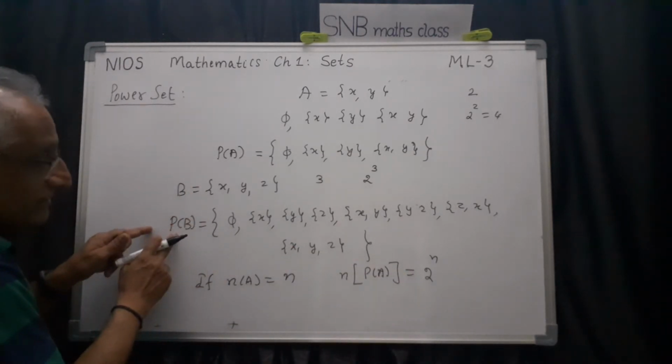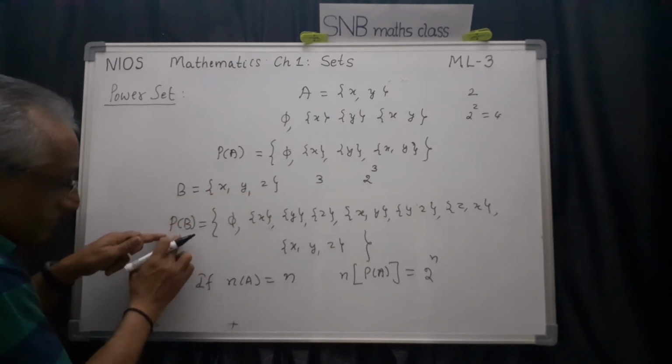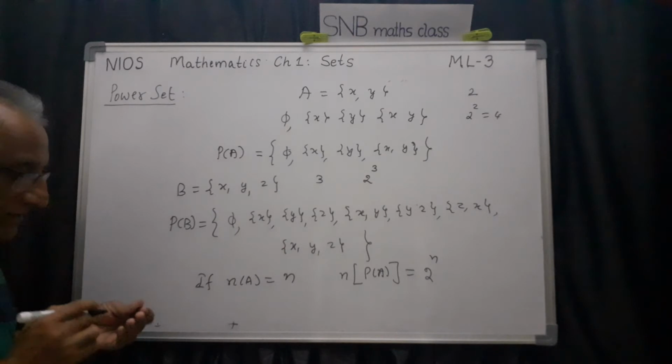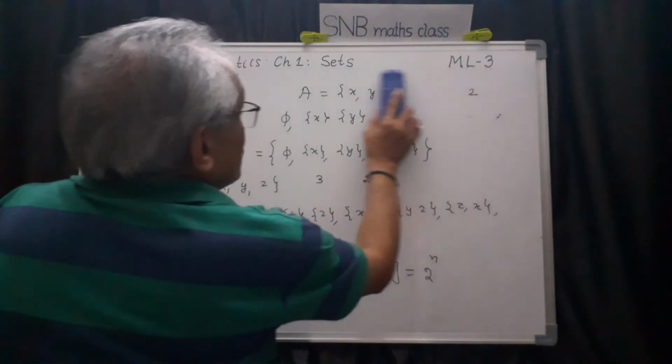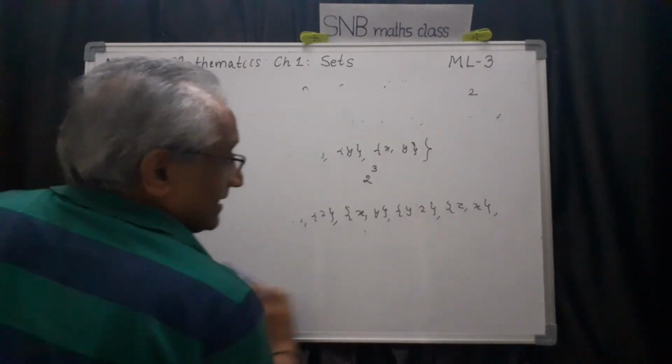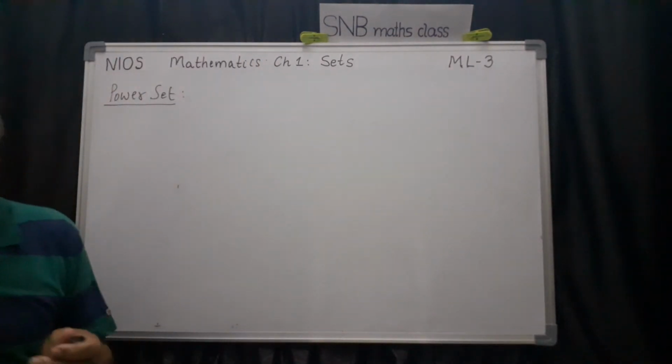Let me connect with this one. This set contains 3 elements. Power set of B contains 8 elements. So that is the relation. Now you may ask one more thing. Suppose I have no element. Is it valid for this also? That is for the empty set. So is it true? Let us check.